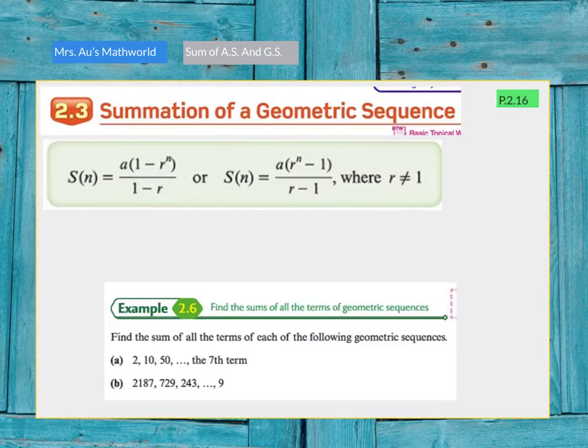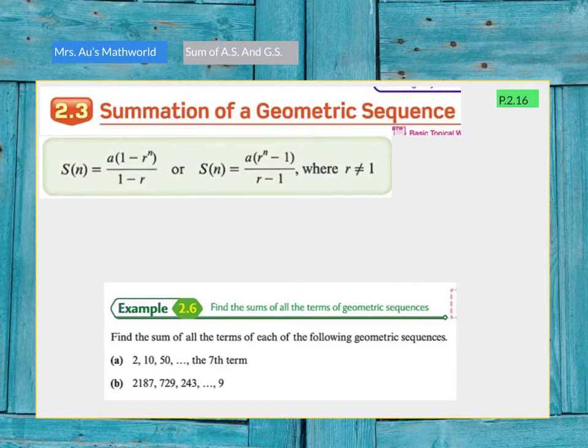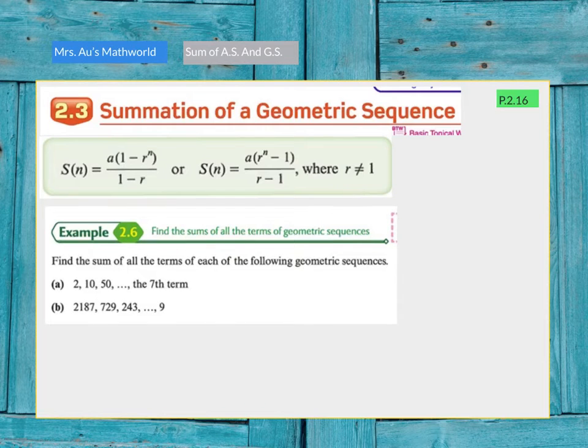In this one, you also have 3 important features. Okay, just like in arithmetic sequence, we also have 3 important things, which are the first term, number of terms, and common ratio. So we will need to do the calculation.